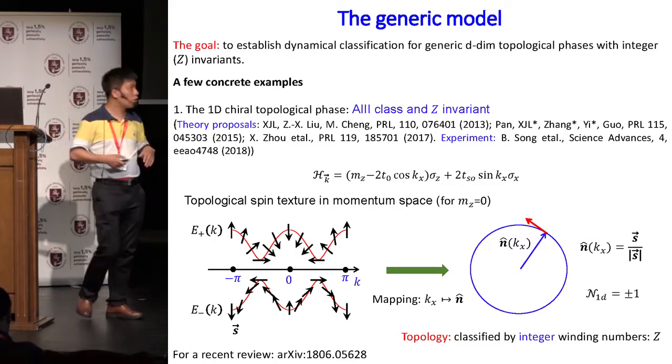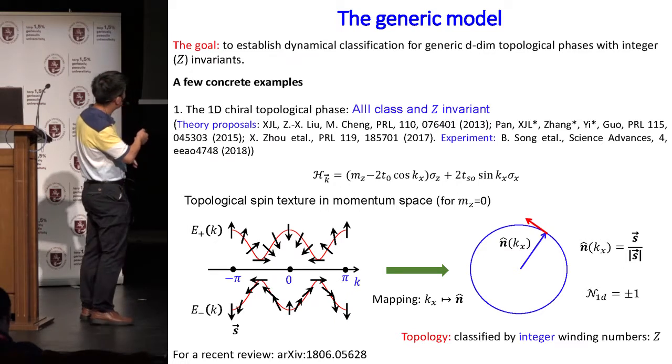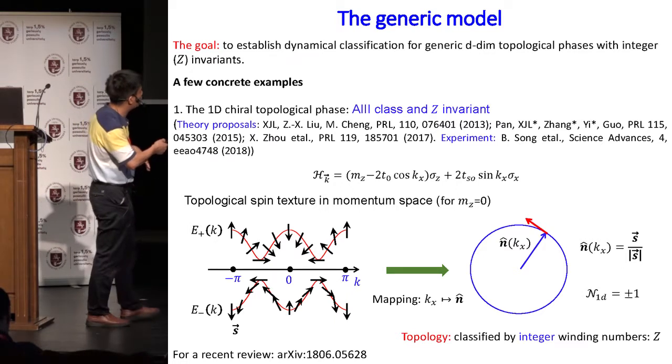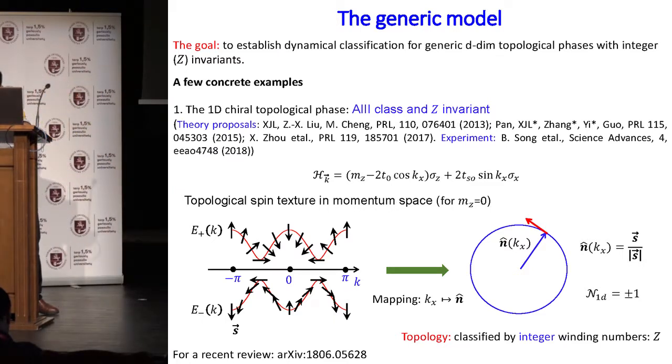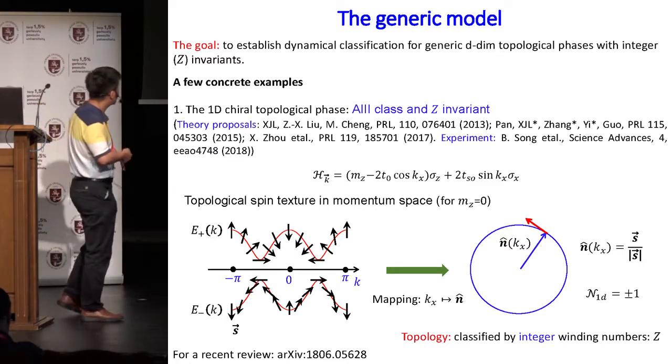That's too big a goal. Here we want to establish the dynamic classification for the generic d-dimensional topological phase with integer invariance. So this is the situation. For example, we can give a few examples.